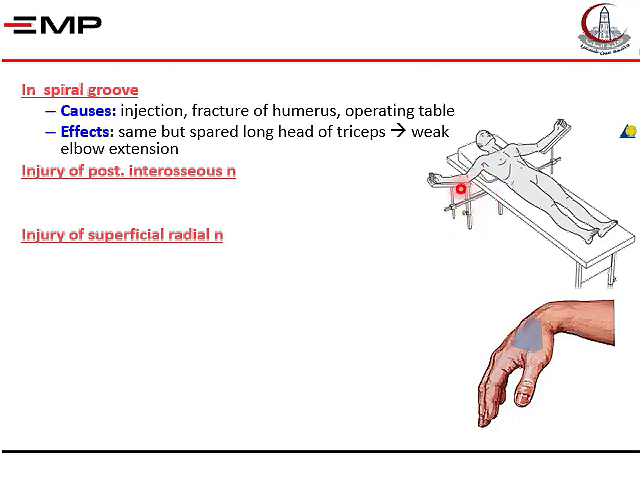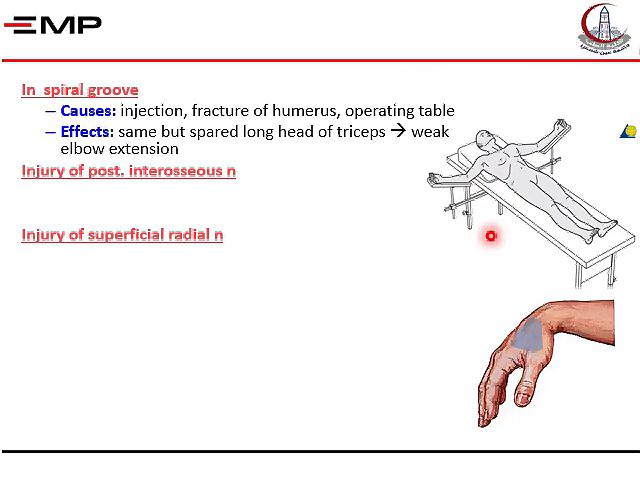The effects are the same as lesion in the axilla, except that the long head of triceps is working. Therefore, there is some extension of the elbow, which is preserved. There is no total loss here, but the other effects are the same.